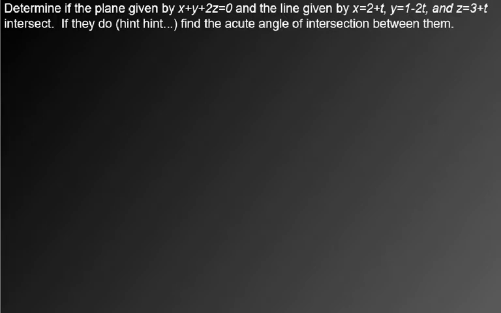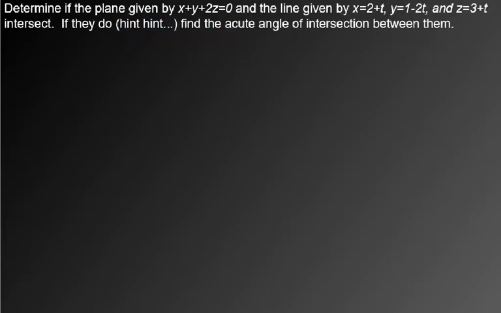So this problem brings in something we haven't seen in a few days, and it's good not to forget about it. I give you a plane equation here and a line in parametric form, and I'm asking, do they intersect? And if they do, hint, hint, then find the angle of intersection.